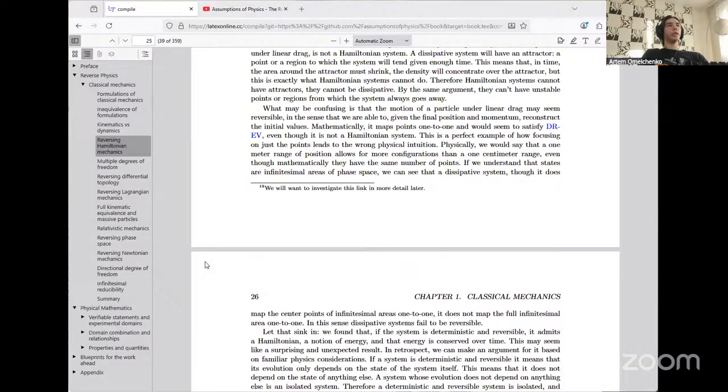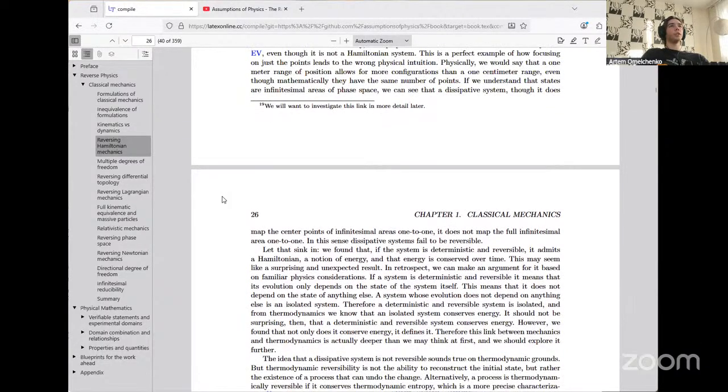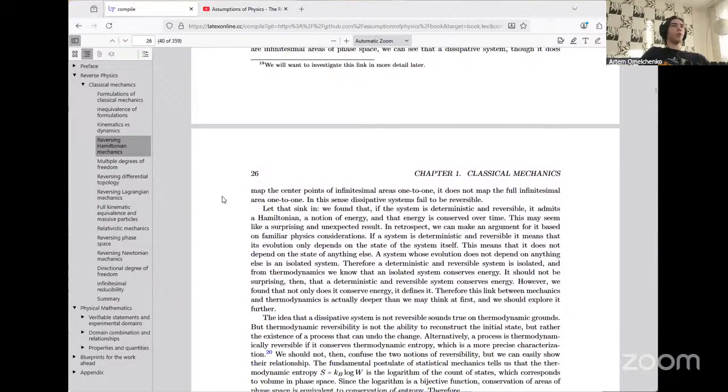Physically, we would say that a 1 meter range of position allows for more configurations than a 1 centimeter range, even though mathematically they have the same number of points. If we understand that states are infinitesimal areas of space, we can see that a dissipative system, though it does map the center points of infinitesimal areas one-to-one, it does not map the full infinitesimal area one-to-one. In this sense, dissipative systems fail to be reversible.